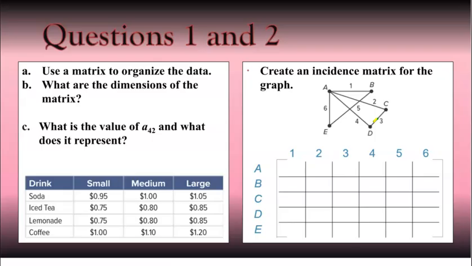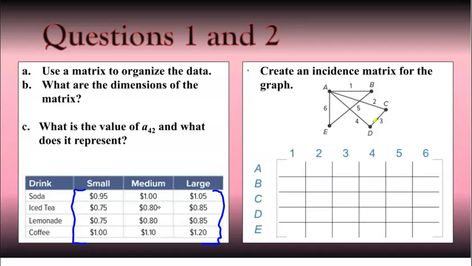So here on the bottom we have a table showing four different kinds of drinks, and there's 3 different kinds of sizes you can have. From that table we can create a matrix. And our matrix, the rows are going to be the types of drinks, and the sizes are going to be the columns. So right now I just drew my matrix here.